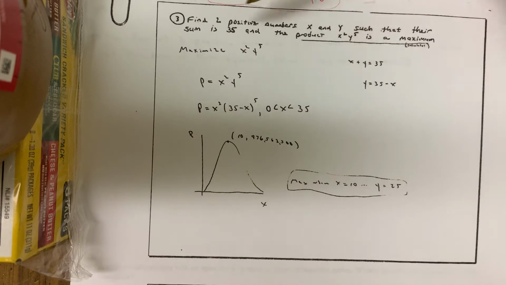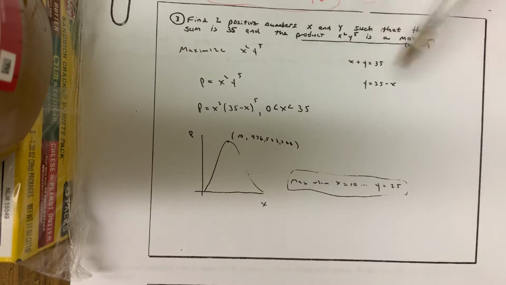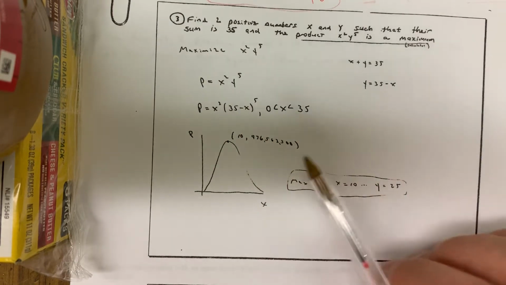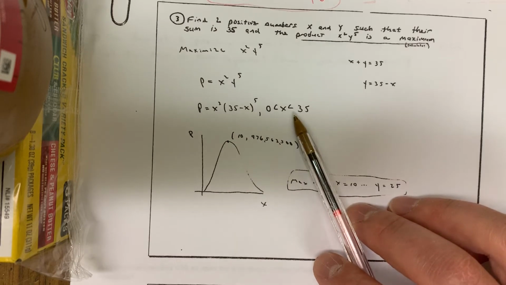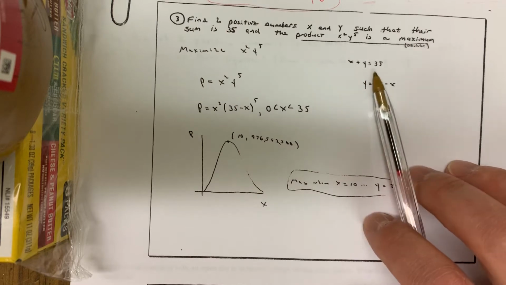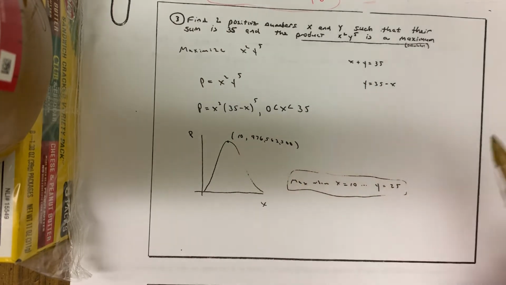As far as the domain, x and y are both positive numbers, so x has got to be greater than 0. It has to be less than 35, because if x is equal to 35, then y is actually going to be equal to 0. So look, you want to graph that thing in the calculator. You don't really know what x is equal to, but you know it's got to be less than 35 because x plus y is 35.